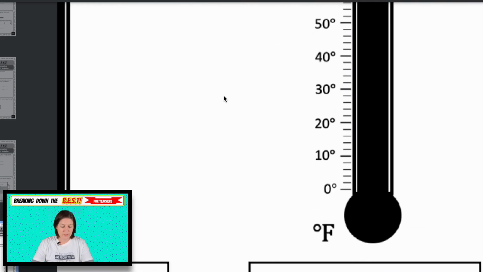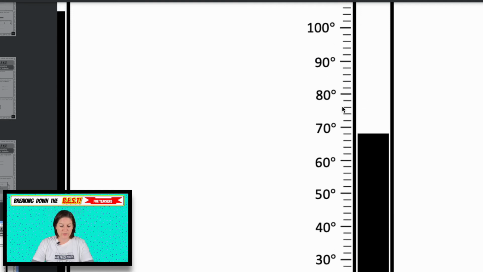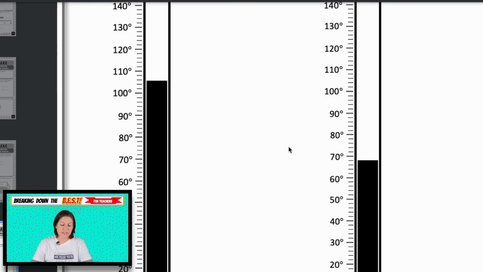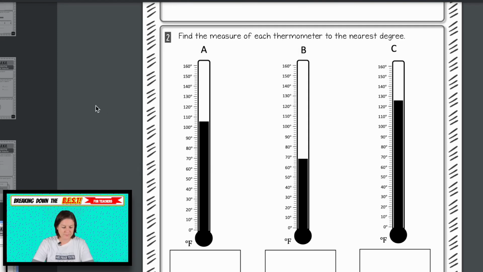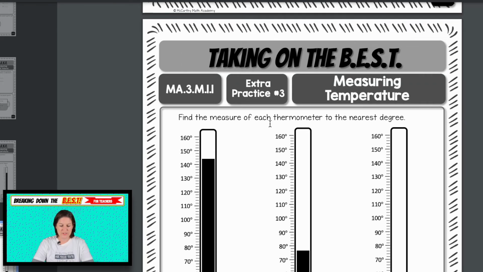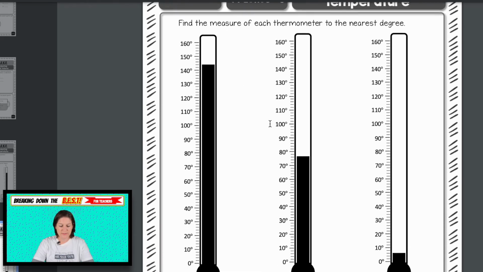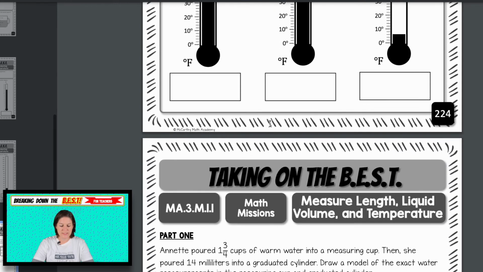And it's really important that with this one we're talking about the scales here, because we're not counting by ones, we're actually counting by twos for this one. And it's very important that when you're looking at your measurements that you're checking out the scale, checking out the value of each unit, each line that you see, each marking. Okay, then we have extra practice number 3. Looks very similar to what we just did.